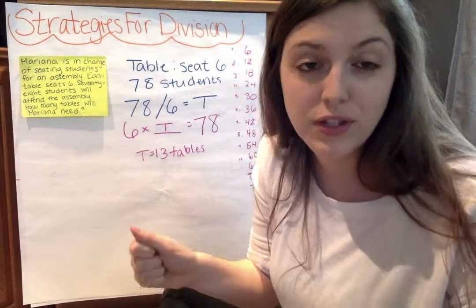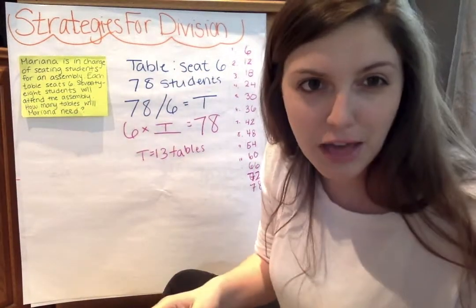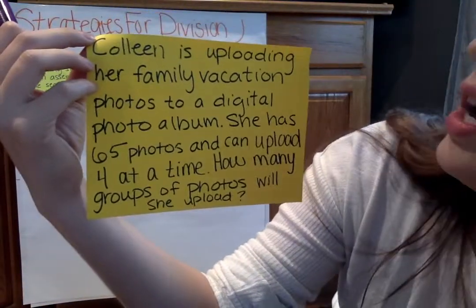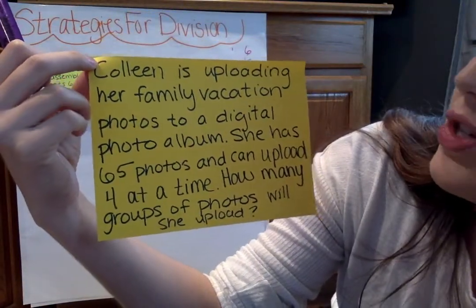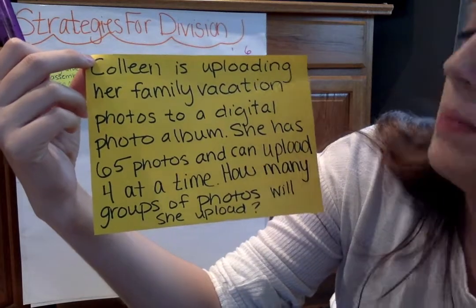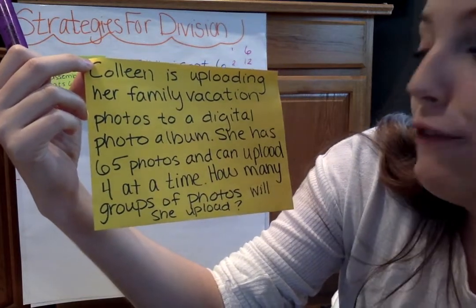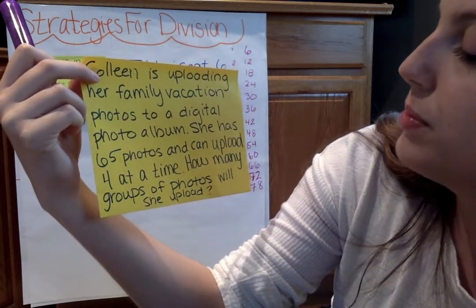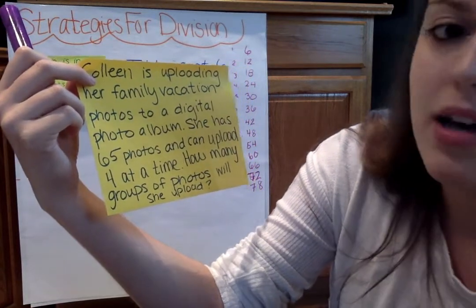This is how we solve division. Let's try another one together. Colleen is uploading her family vacation photos to a digital photo album. She has 65 photos, and she can upload 4 at a time. How many groups of photos will she upload?